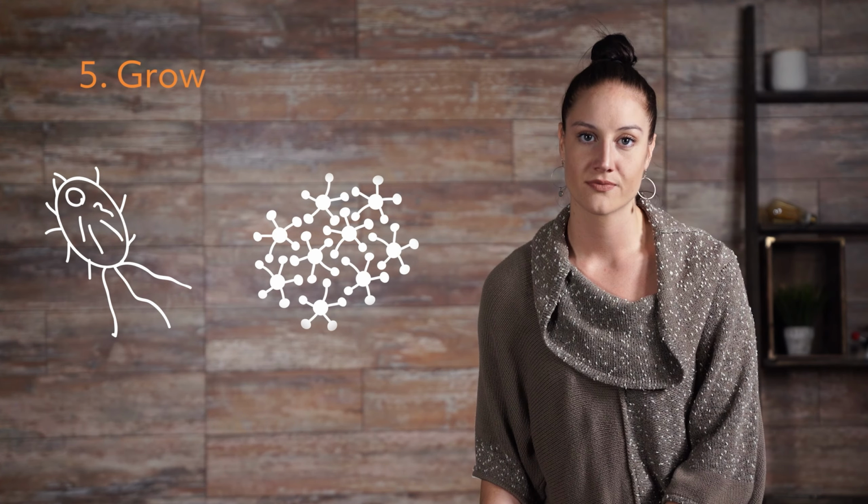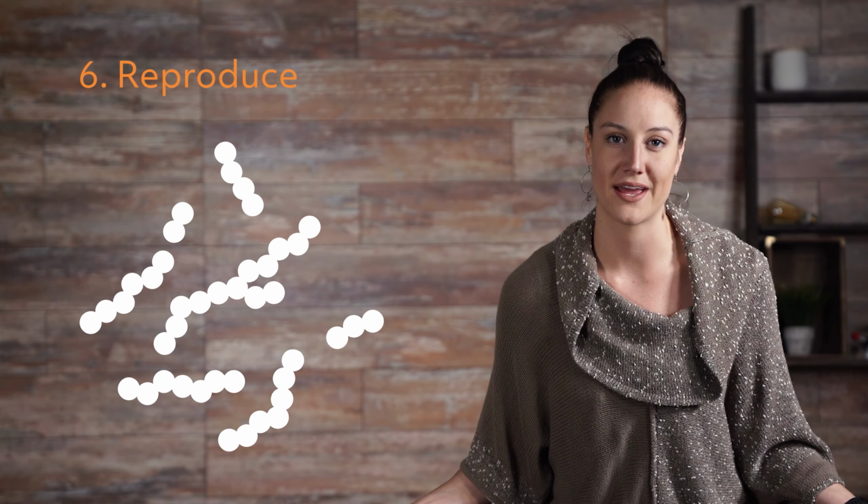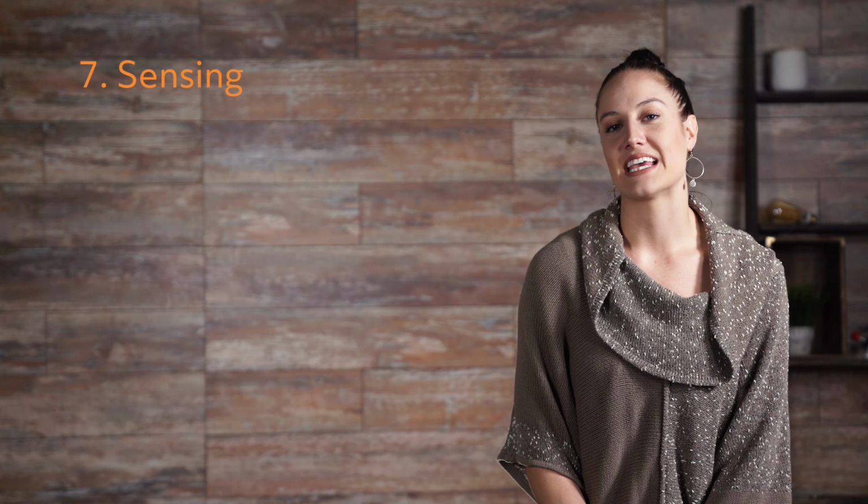5. Grow. All living organisms grow. Growth in an organism can be defined as the constant increase of size and the number of cells. 6. Reproduce. Every organism has the capability to produce offspring. Living things multiply.